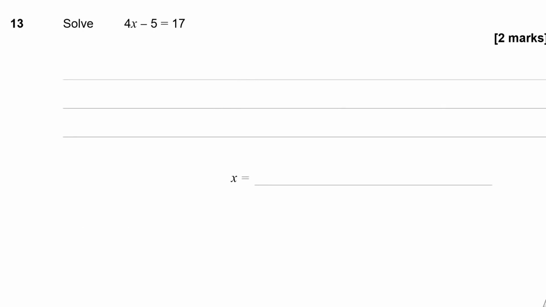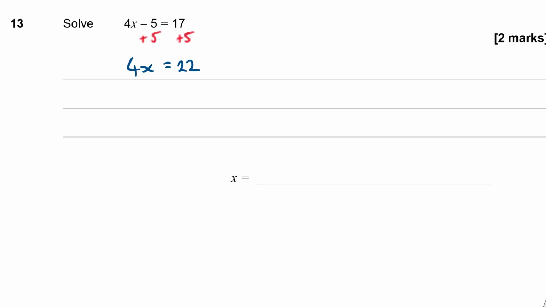Question 13, solve 4x minus 5 is equal to 17. So this is an equation. We're asked to solve it, which means to find the value of x. Now, when you've got an equation, you want to be doing the same things to both sides to try and simplify it down and isolate x. So I'm going to start off by adding 5 to both sides. If I add 5 to both sides, I'm not going to change the equilibrium. It's still going to stay balanced. But 4x minus 5 add 5 is just going to leave me with 4x. And on the right hand side, 17 add 5 is going to give me 22.